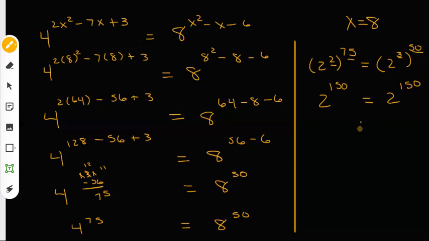So I get the same thing on both sides. That is true. So 8 is going to belong inside that solution set. So 3 and 8.